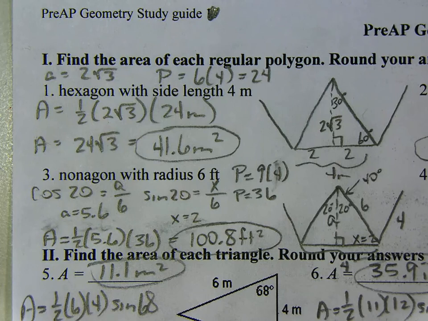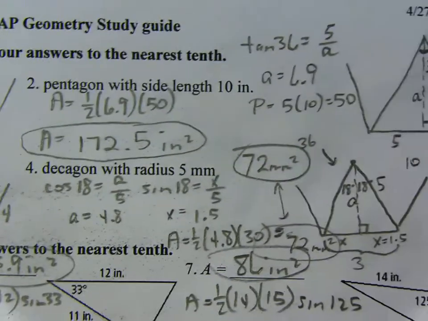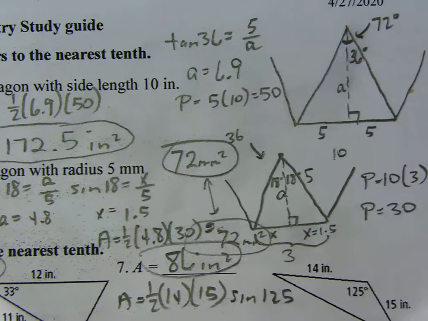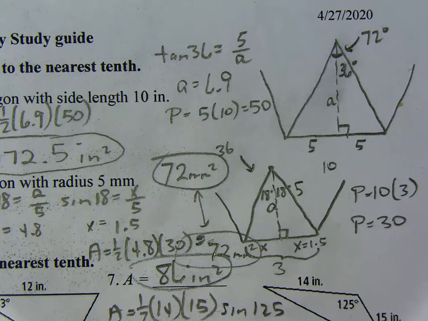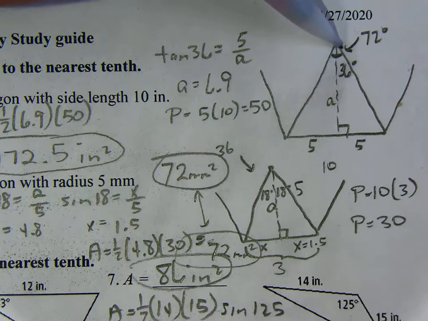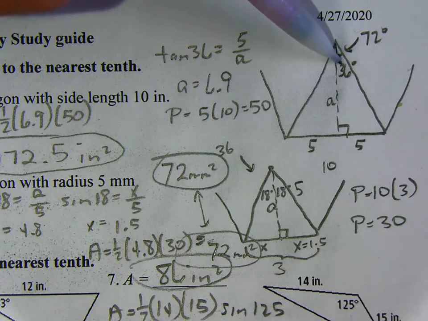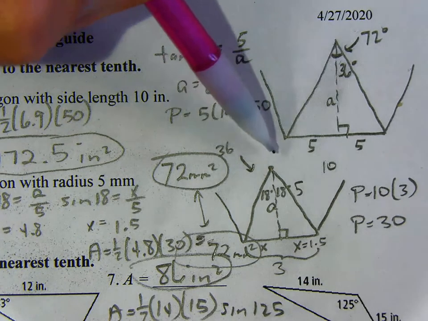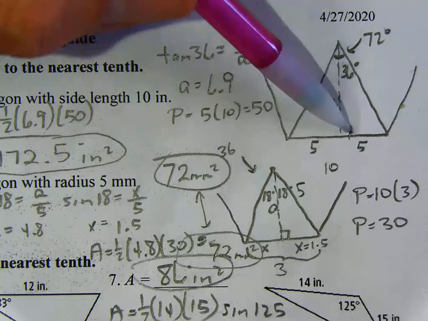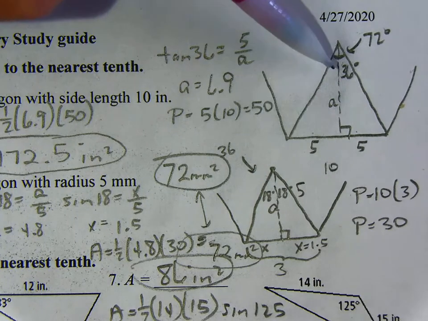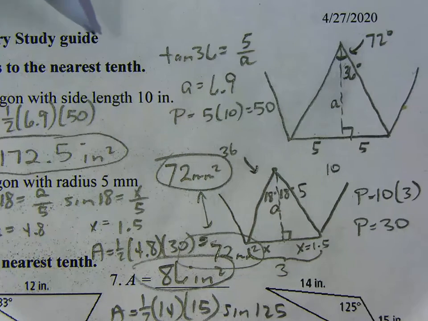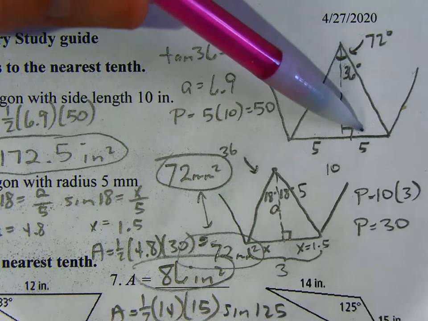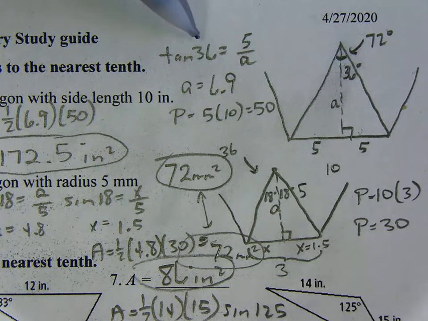So that's a hexagon. Hexagons are easier because they have special right triangles. The next one says it's a pentagon. So here's my pentagon over here. 360 divided by 5 is 72, divided by 2 would be 36. They tell us the length of the side is 10, so this side was 10, so it's 5 and 5. So to find the apothem, I have to use tangent. The tangent of 36 is 5 over a. Set it upside down.